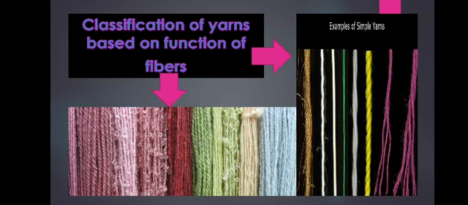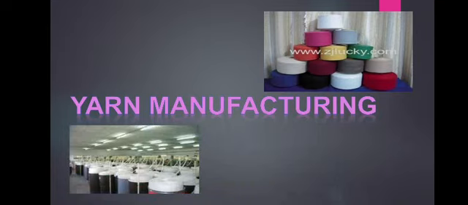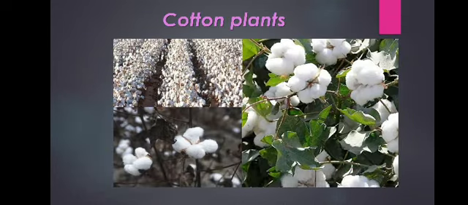Then we studied about the fibers. Now we studied about the classification of yarns. Now we are moving on to the yarn manufacturing process, or how the yarn is manufactured from the fiber. Before that, we can go through how some of the fibers are processed.